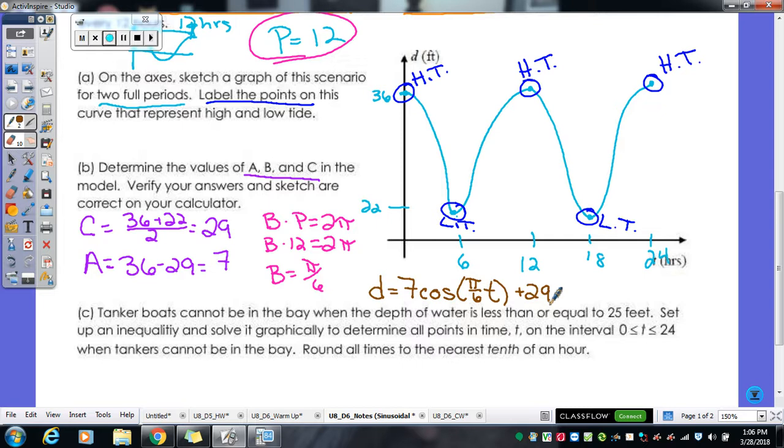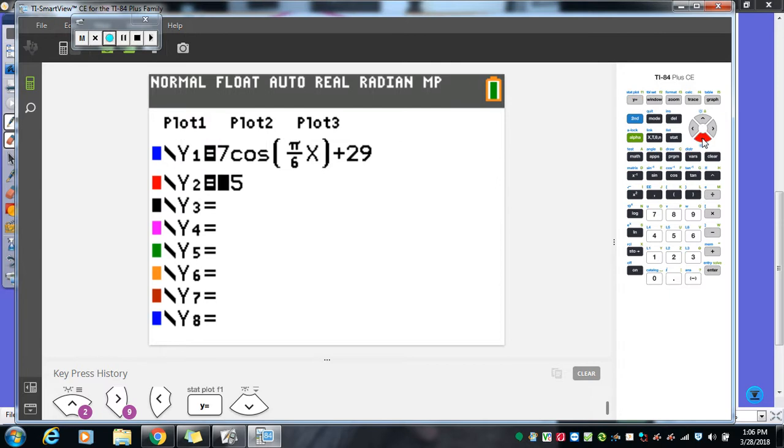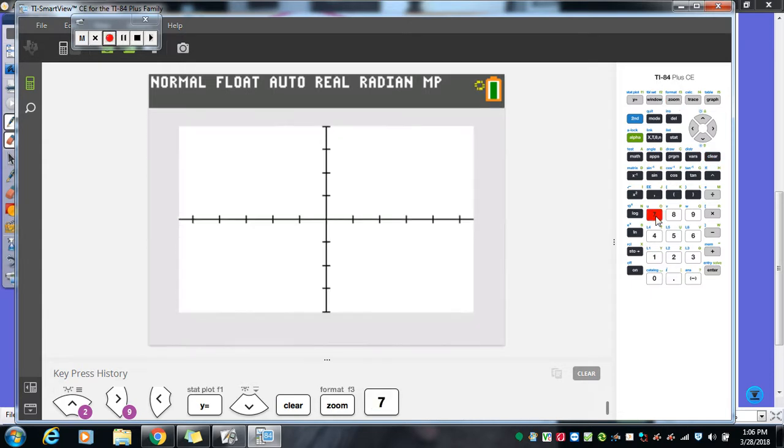So what I want you to do right now is take out your calculators, go to your Y equals. Type in your equation, which I already have typed in from my earlier class today: 7 cosine pi over 6x plus 29. And then when we do our zoom 7 for our trig, there's nothing there.